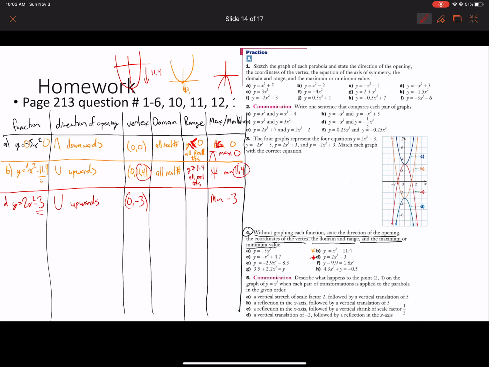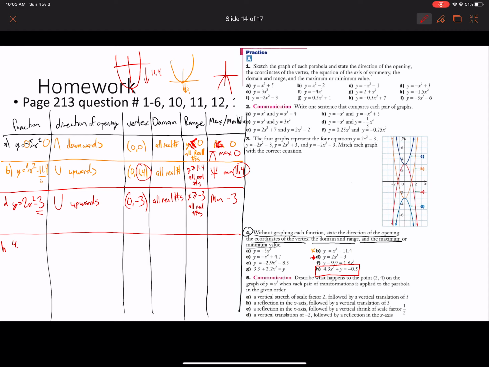Now, what's my x value? All real numbers. Do you notice it's always the same? And then y has a minimum. That means it has to be greater than or equal to negative 3. Again, just because I made a mistake, let's solve it right here. Let's do H. H needs to be rearranged.